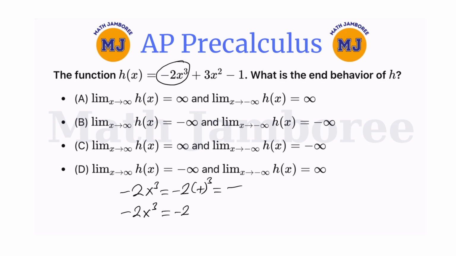in this case, we will substitute negative for the x. Negative to the power of 3 is negative. Negative 2 times negative is positive. So as x approaches positive infinity, the function h approaches negative infinity. As x approaches negative infinity, the function h approaches positive infinity.